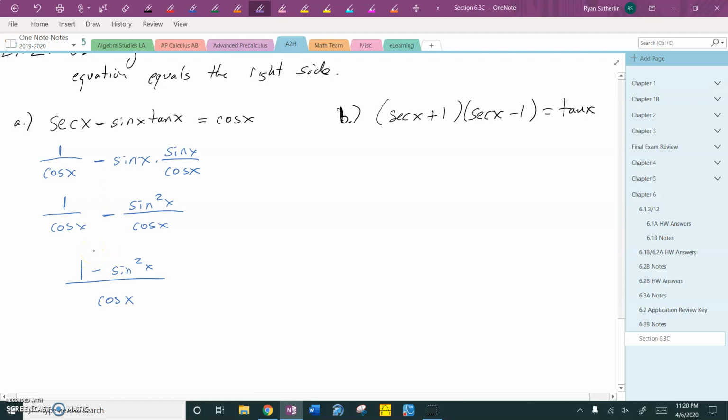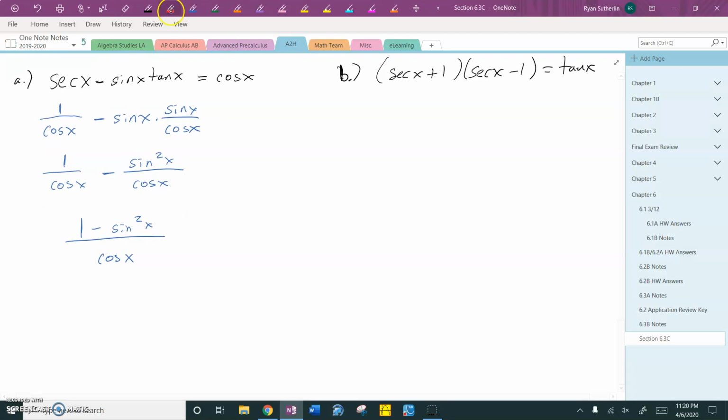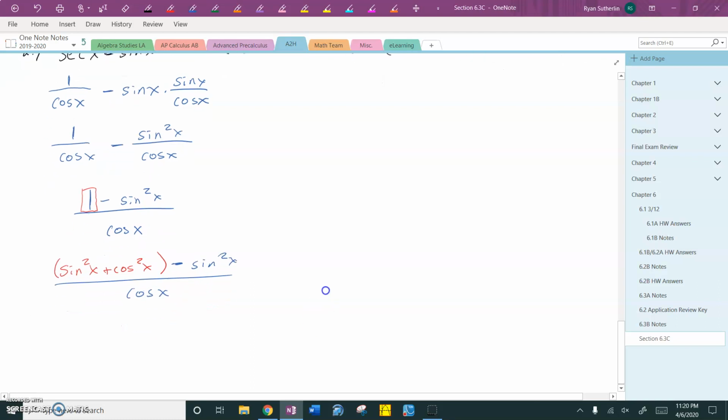Well, if I want to have something that's related here, we know that there's a Pythagorean identity for 1, right? We have that involves sine. We have that sine squared x plus cosine squared x is equal to 1. So I am just going to substitute sine squared plus cosine squared for the 1. So I still have the minus sine squared x over cosine of x.